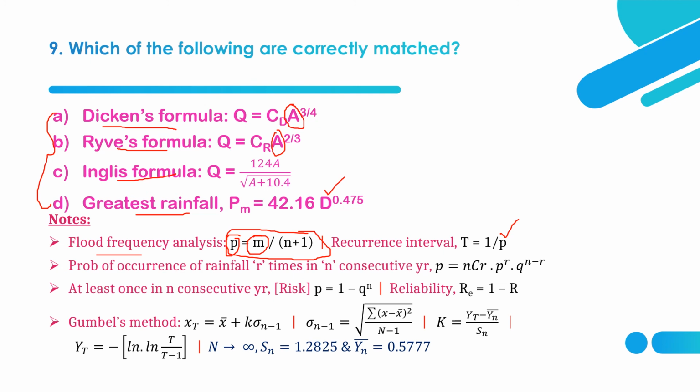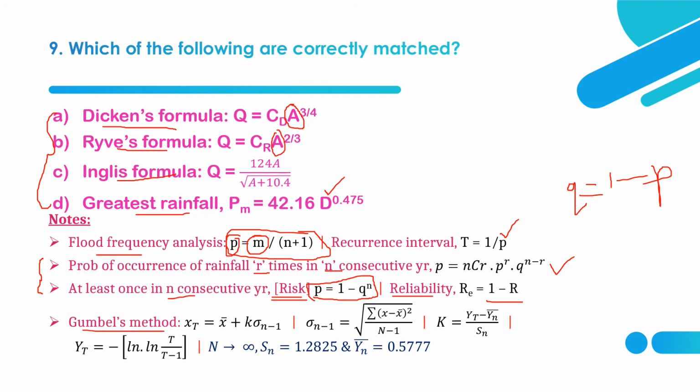The probability of occurrence of rainfall r times in n consecutive years is given by the binomial equation nCr p power r q power n minus r. When it occurs at least once in n consecutive years, that is called risk, and that risk probability is given by p is equal to 1 minus q power n. What is q? The probability of non-occurrence. q is 1 minus p. And there is another thing called reliability. Reliability is 1 minus risk. These are some things regarding the probability of occurrence of rainfall.